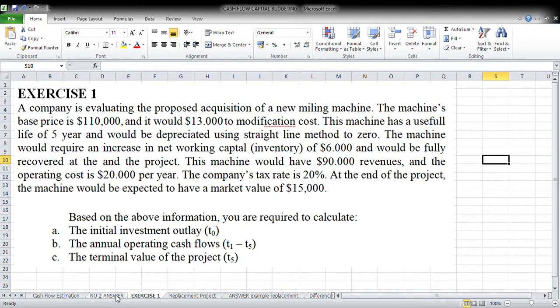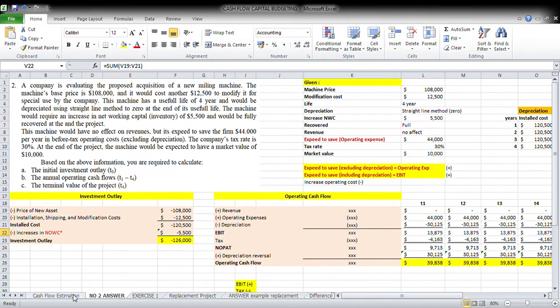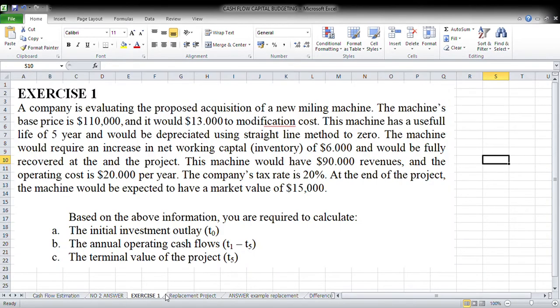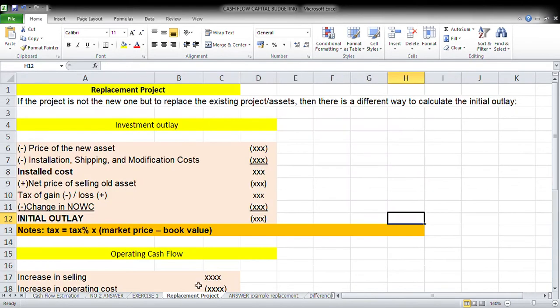Please do with the step like I used for this Excel. Okay, and the next is about replacement project. Replacement project is the same. I think the difference is about the machine. We replace the old machine with a new machine.